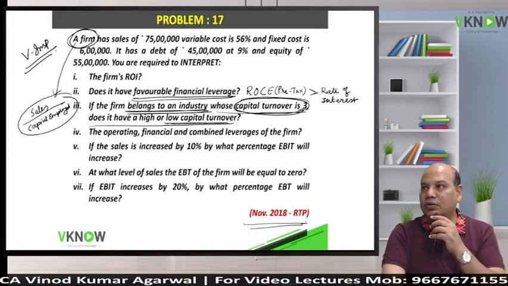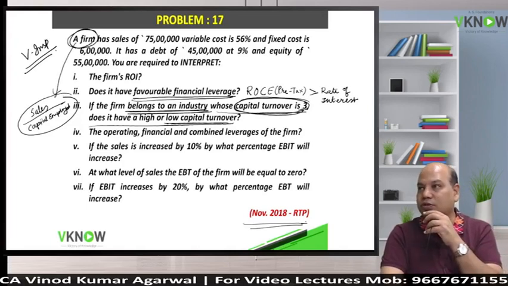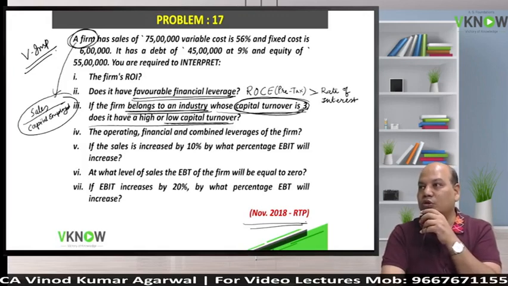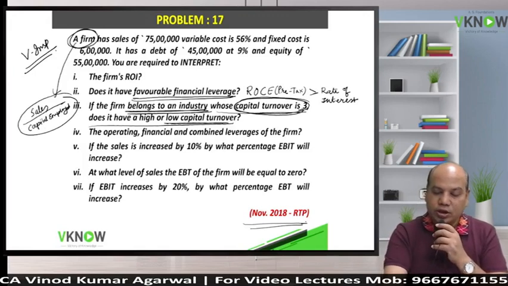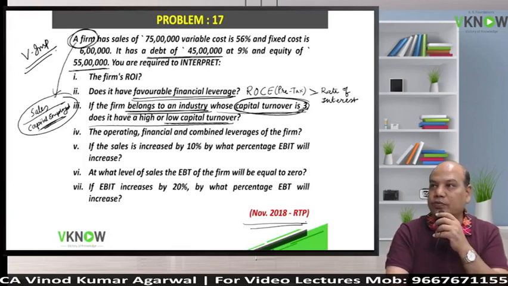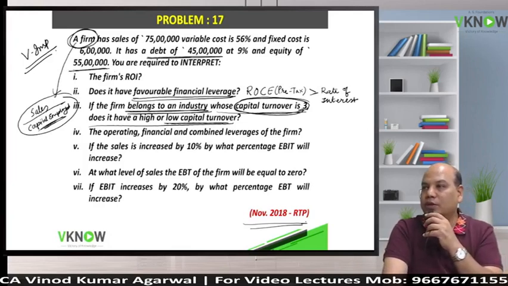If it is higher, then we will say it has a high capital turnover than the industry. And if the answer is less than 3, we will say it has a lower capital turnover ratio than the industry. Here the capital employed would mean debt of 45 lakh plus equity of 55 lakh, 45 lakh plus 55 lakh, 1 crore.